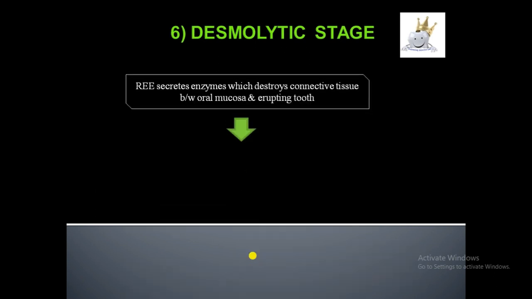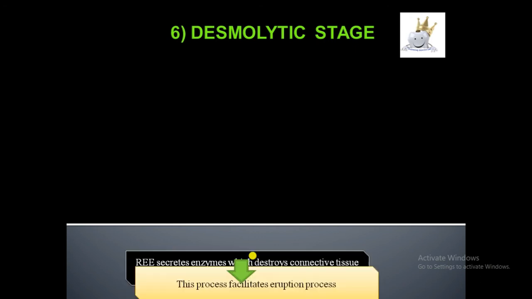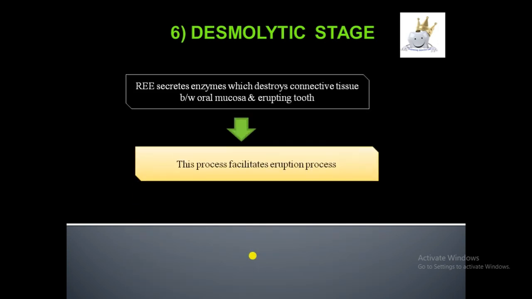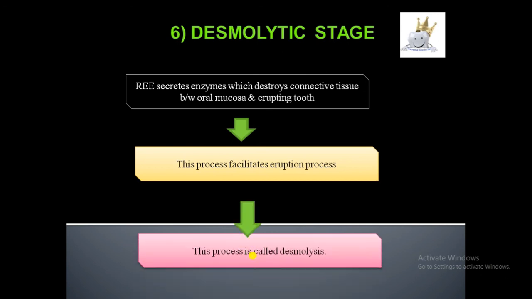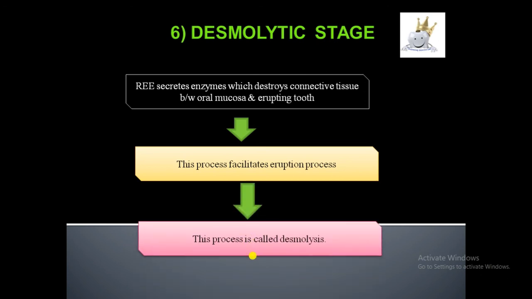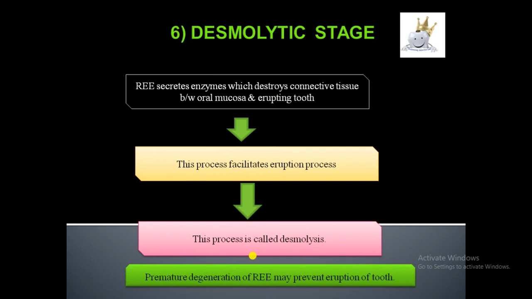Desmolytic stage. The reduced enamel epithelium secretes some enzymes which destroy the connective tissue between the oral mucosa and the erupting tooth. These enzymes cause lysis of the connective tissue, so the term desmolytic. This process thus facilitates the eruption process. This process is called the desmolysis. If premature degeneration of reduced enamel epithelium happens, it prevents the eruption of the tooth, okay.